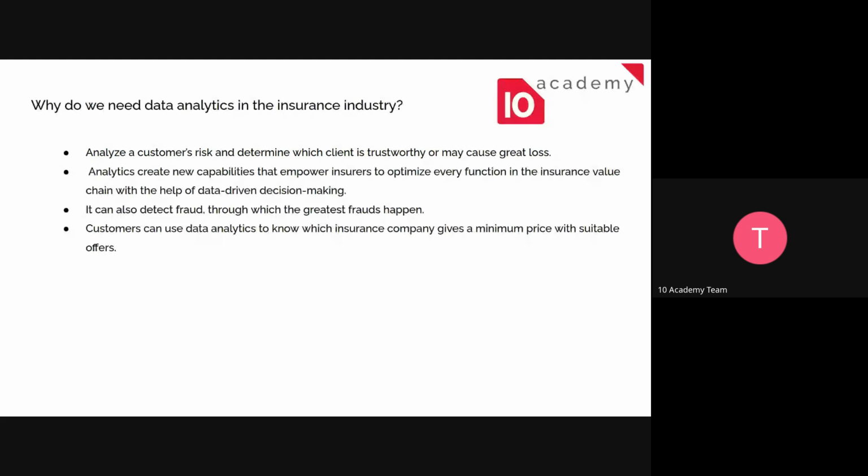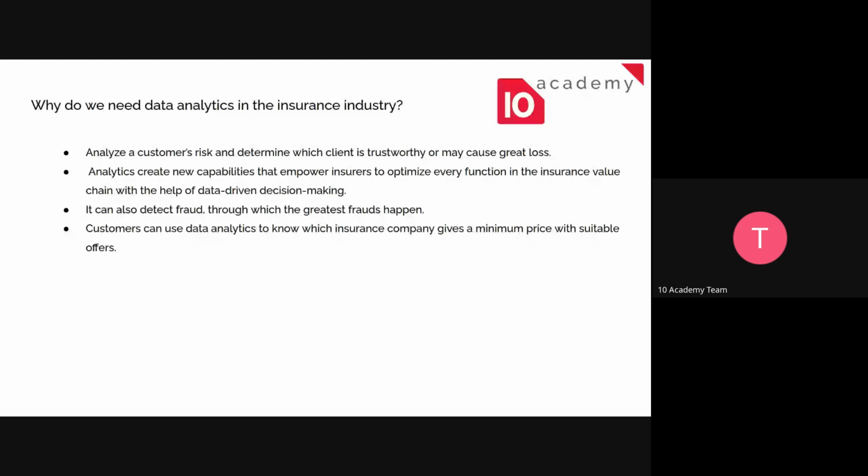So not only the trustworthy factor, I mean, not only who is more prone to damage, or who has a low risk of damage, it can also detect fraud. Some people might create scenarios to obtain money or investment from the insurance company. So it will also help them detect fraud. Where does the greatest fraud happen, actually?